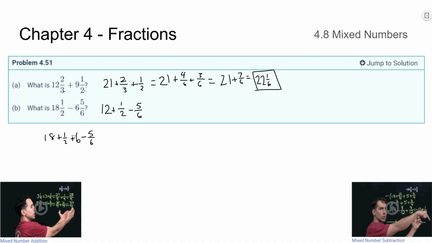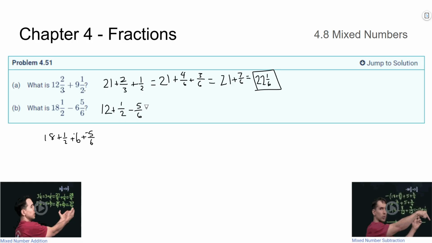Okay. And if we were to break this down, we have 18 plus 1/2 minus 6 minus 5/6. If we wanted to convert to addition, we could do that. That way we can use the commutative property and do 18 plus negative 6, which would be 18 minus 6, which is what we got here. And then 12 plus negative 5/6, 1/2 plus negative 5/6, which is the same thing as saying 1/2 minus 5/6. That's what we have here.